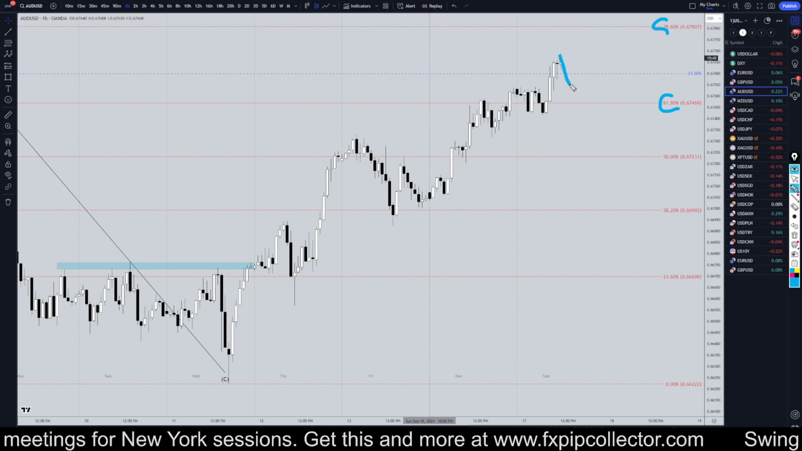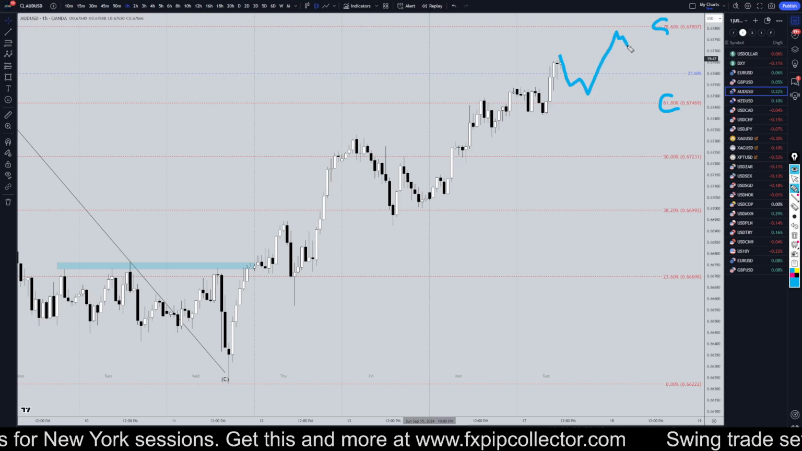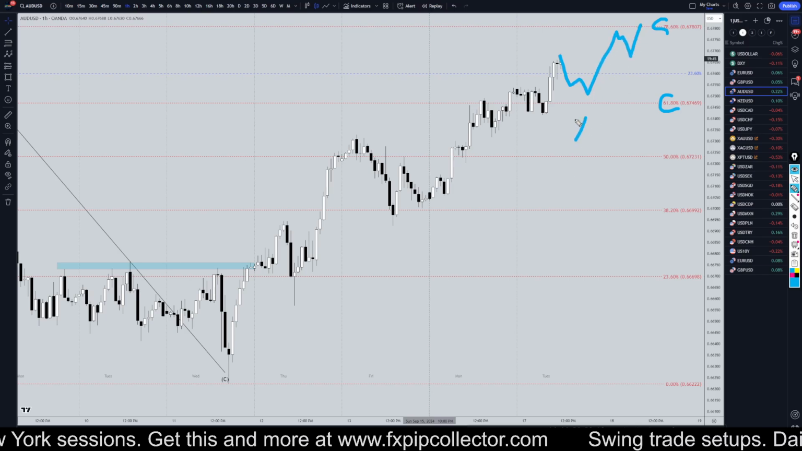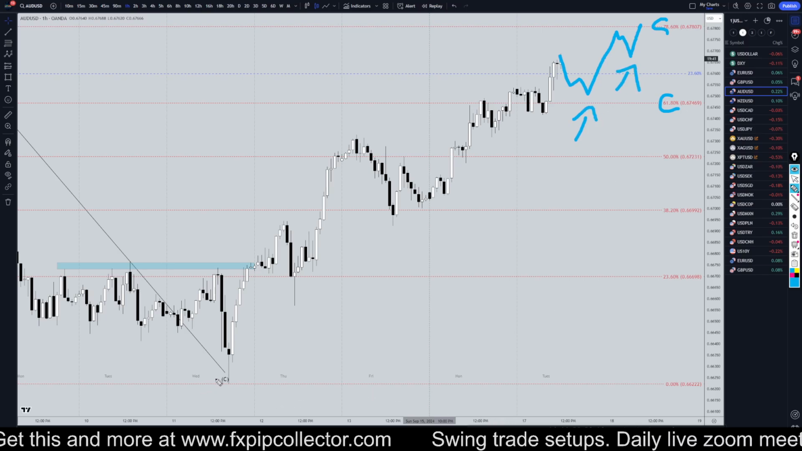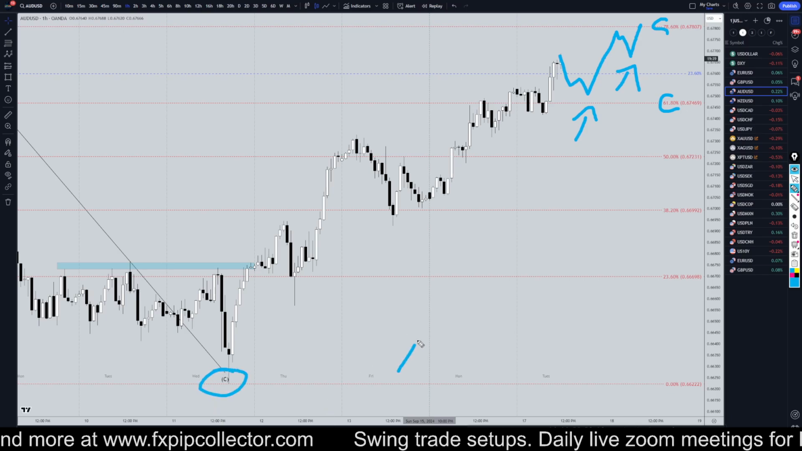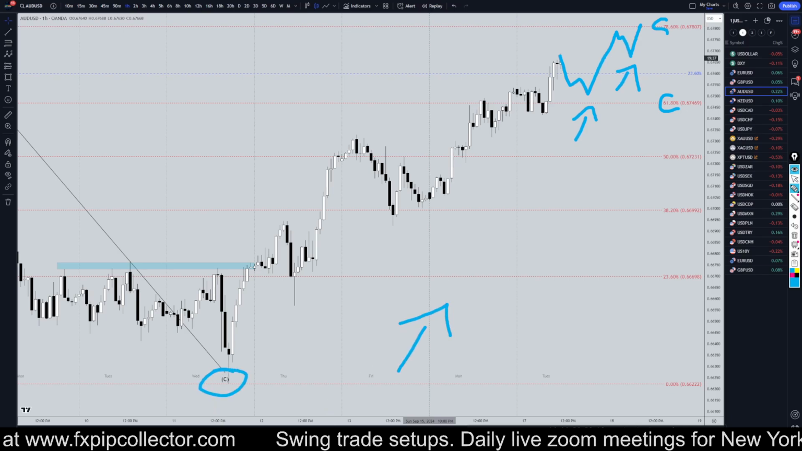I would be patiently waiting for a pullback, if I wasn't already long, to go long again for the continuation of this uptrend. The trend is your friend, and it looks like the end of a crescent back here, so the trend is definitely up as of now.